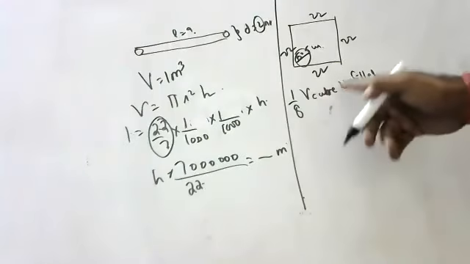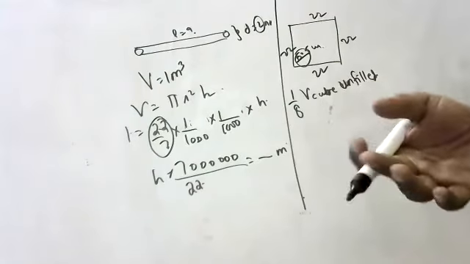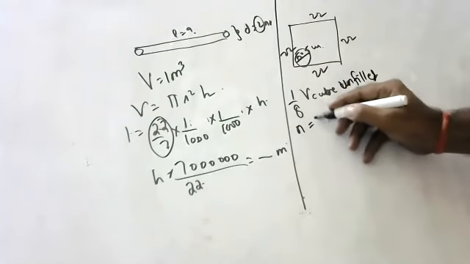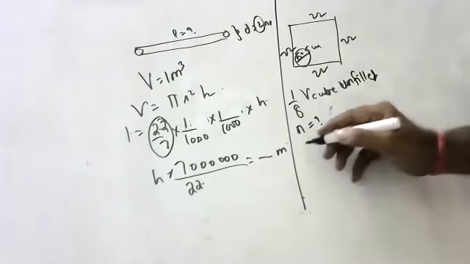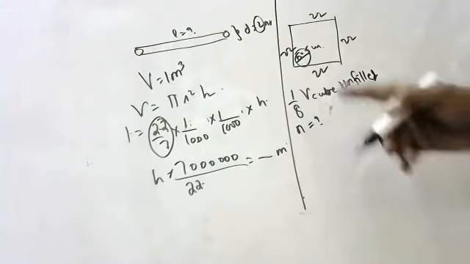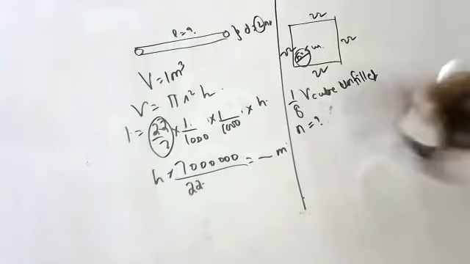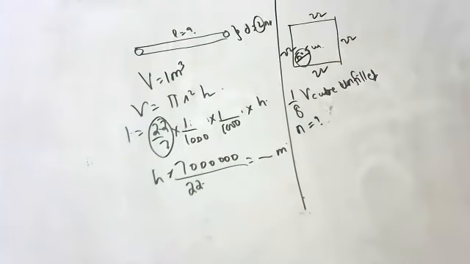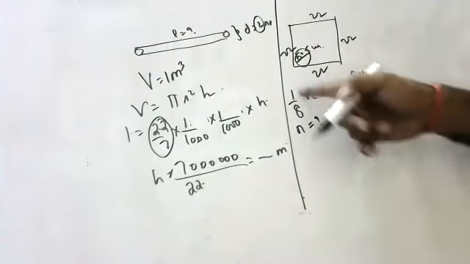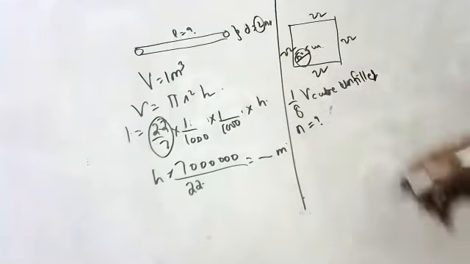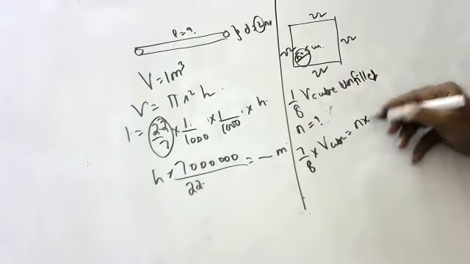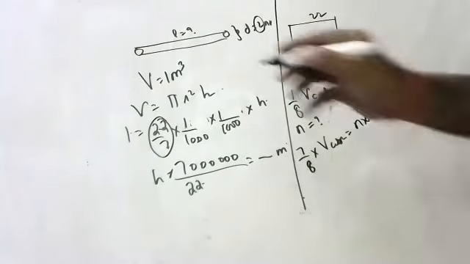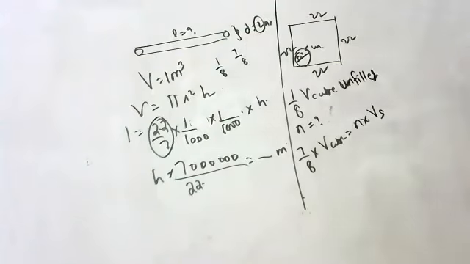So 1/8 of the volume is unfilled. Children, find the number of marbles it can accommodate. First find the volume of the cube. If 1/8 is unfilled, how much is filled? 7/8. So 7/8 of the volume of the cube is filled with n number of marbles.